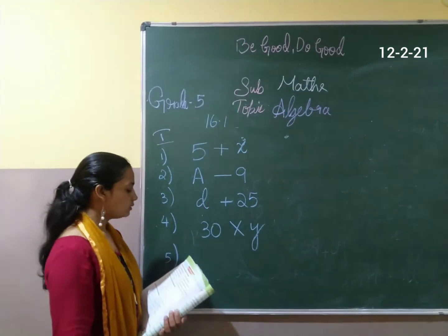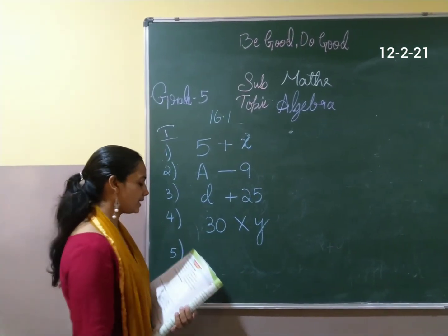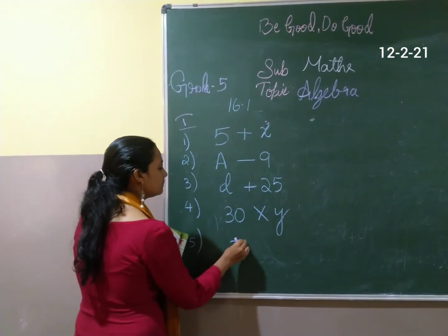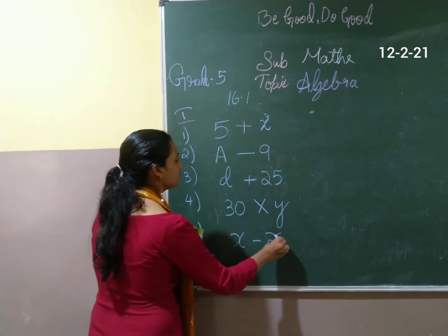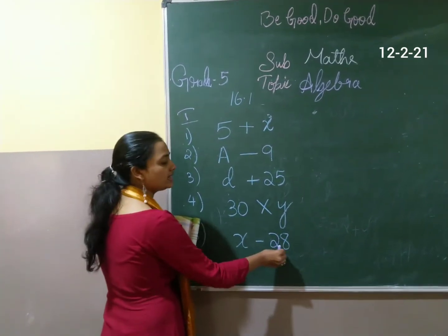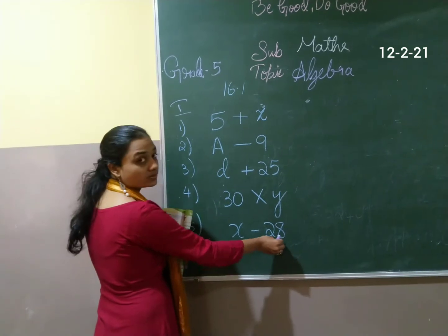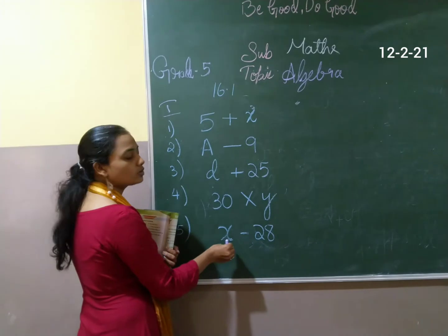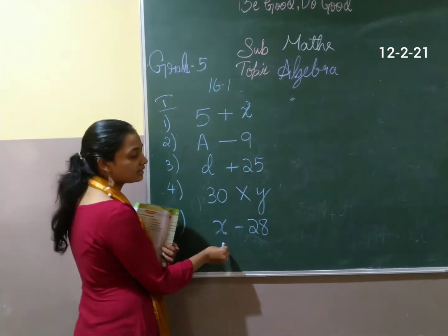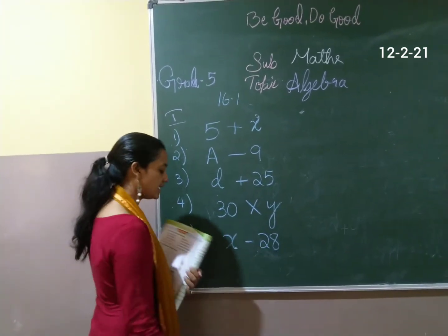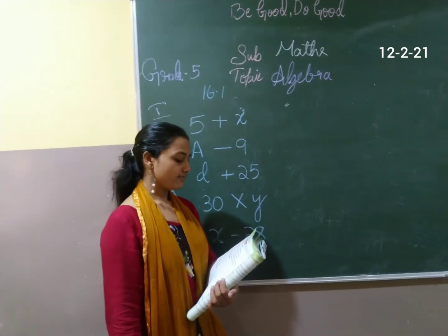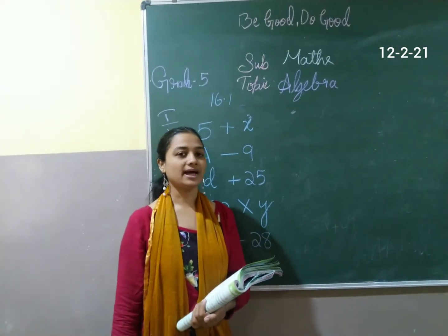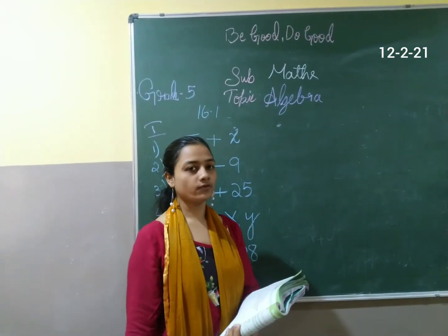Next one, 28 less than number x. So they are saying 28 is less. So write it afterwards. X before, because x is greater. Because in subtraction you should always write the greater number in the beginning. So x minus 28. So I have shown you half of the problems here. The other half I want you to try and tell me the answers in the interactive session. Now let's go for the second one.